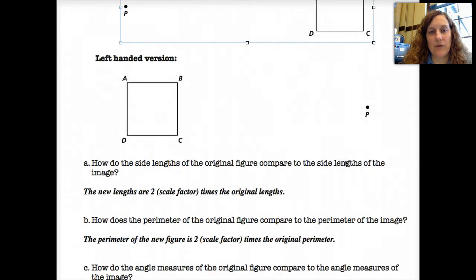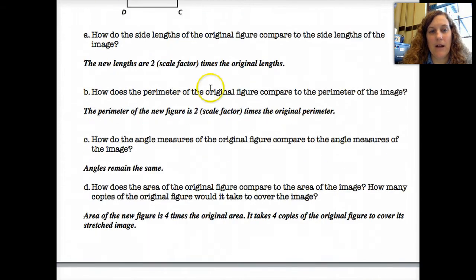So going to answer those questions, scrolling back up, how did the side lengths of the original figure compare to the side lengths of the new image? The new length should be 2, which we're going to refer to as scale factor, times the original length. So if your original square was 1 inch, your new one should be 2 inches.